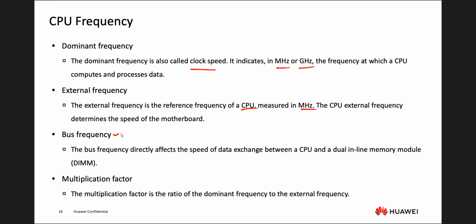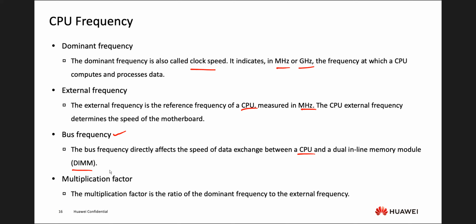Then you have your bus frequency, and your bus frequency again basically looks at the speed of the exchange between your CPU and your memory. So your bus speed looks at your CPU and your DIMM. The two work hand in hand, and that's the exchange between the CPU and your dual inline memory module, or your DIMM, or your memory.